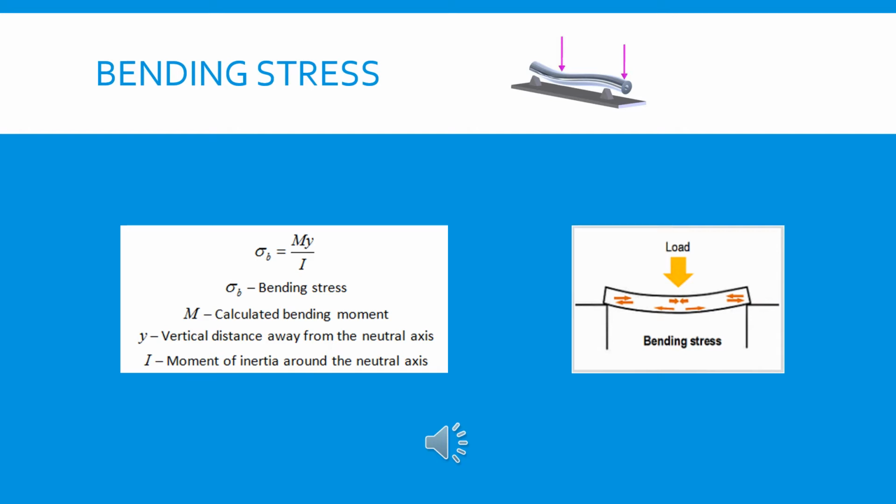The formula is My over I, or Mc over I. You would need to determine the bending moment from a shear and bending moment diagram. The y value is typically just the radius of the shaft, and then you'd have to calculate the moment of inertia of the cross-section area of that shaft.